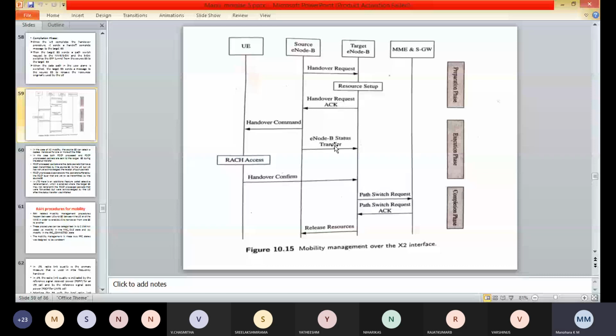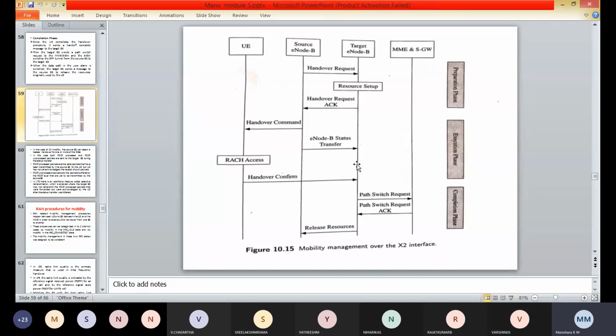So are there any doubts in the S1 interface and X2 interface? Understood? Yes, sir.